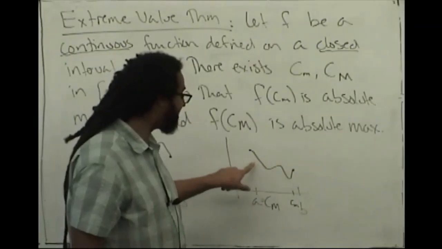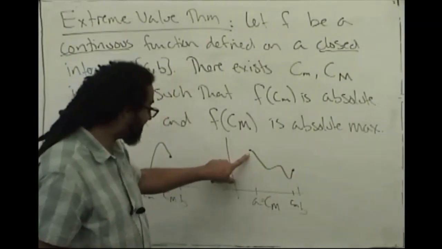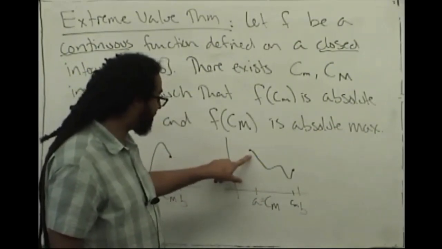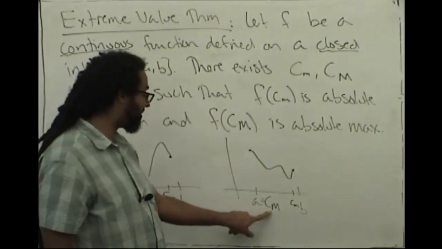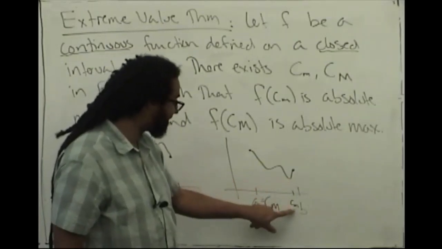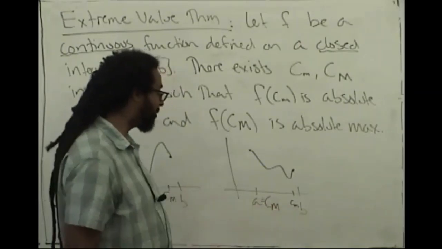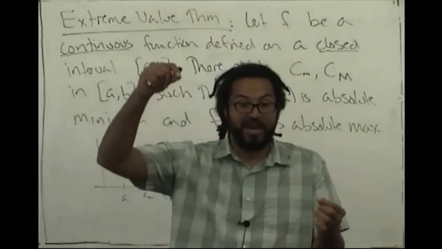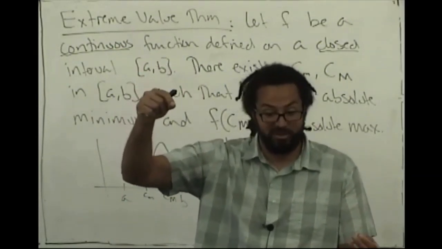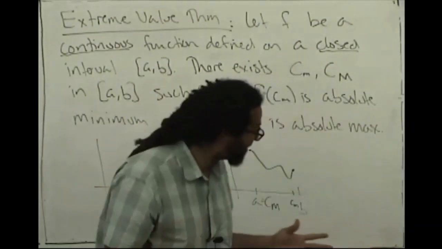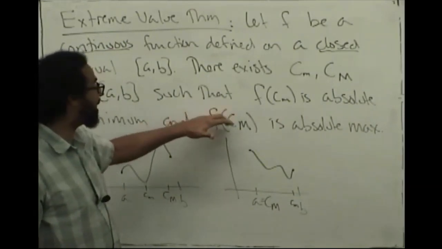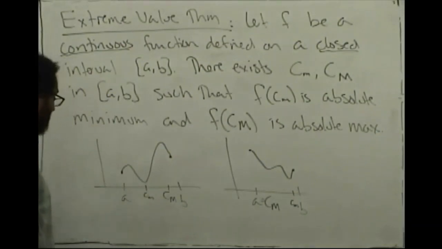Here's another situation. Again, connect these two dots with an unbroken piece of string. We've got a continuous function. Here the absolute maximum occurs at the endpoint, so here a is equal to c capital M, and the absolute minimum happens at c lowercase m, close to b but not equal to b. And it could be the situation that you've got an absolute max and an absolute min at the endpoints, so both of them happen at the endpoints, or neither happens at the endpoints, or one of them happens at the endpoint. So you've got a few options, but we're guaranteed somewhere in there we're going to have an absolute maximum and an absolute minimum.